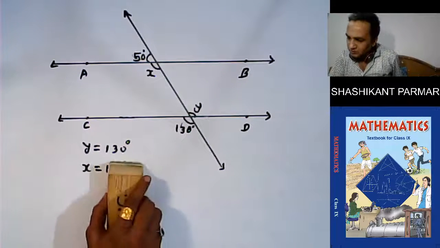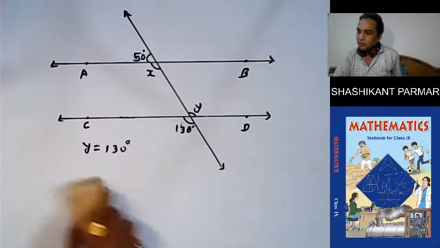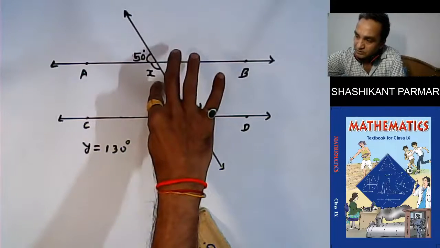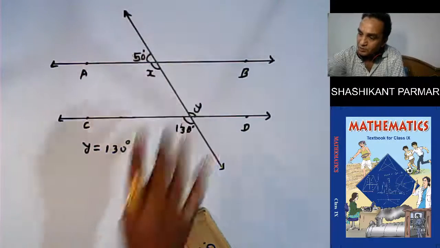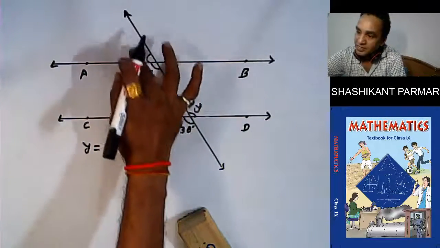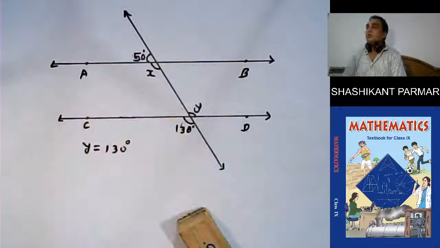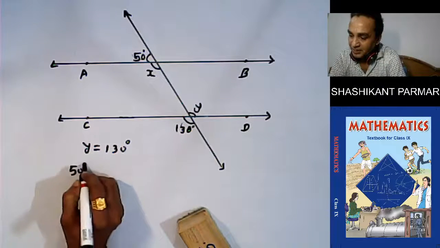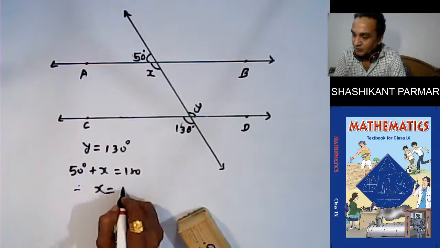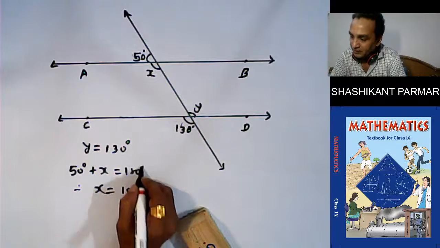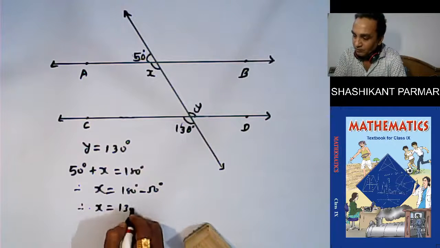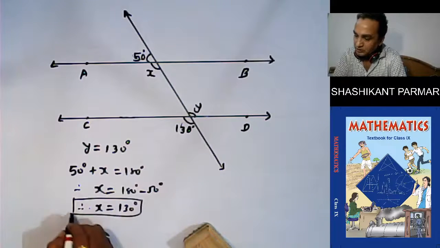or from here you can see that this is 50, so X is 130 because of linear pair of angles. So the sum of linear pair of angles: 50 degrees plus X is equal to 180. Therefore X is equal to 180 degrees minus 50 degrees. Therefore X is equal to 130 degrees. Okay, this is the right one.